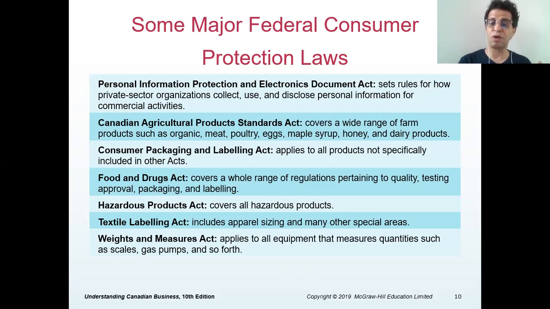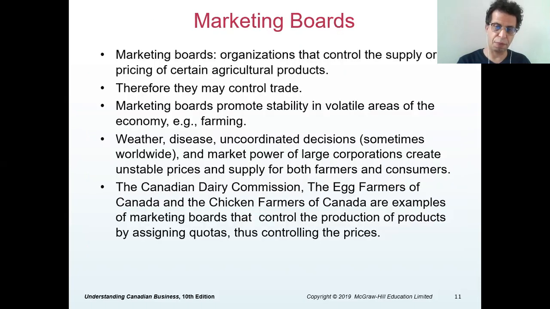There is a Food and Drugs Act, which covers the whole range of regulation pertaining to quality, testing, approval, packaging, and labeling. The Hazardous Products Act covers all the hazardous products. Textile Labeling Act, and we have the Weights and Measures Act, which applies to all equipment that measures quantity, such as a scale, gas pump, and so forth.